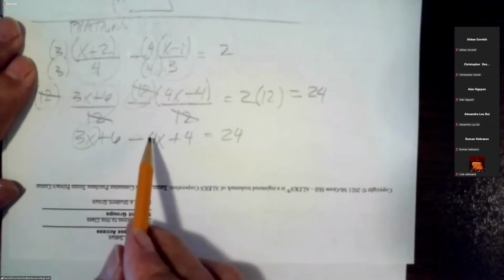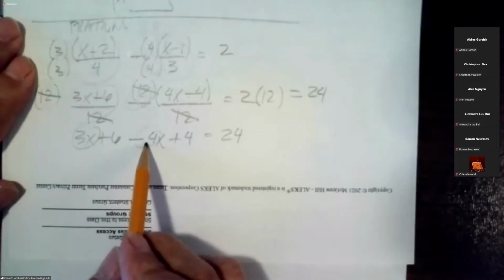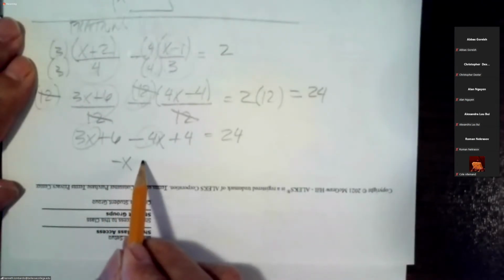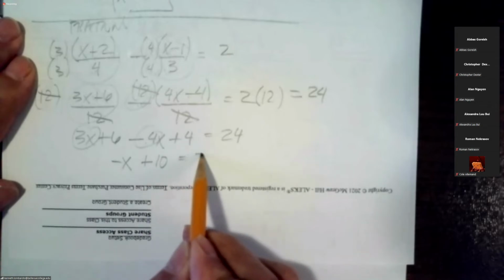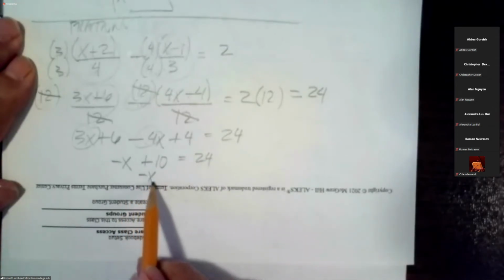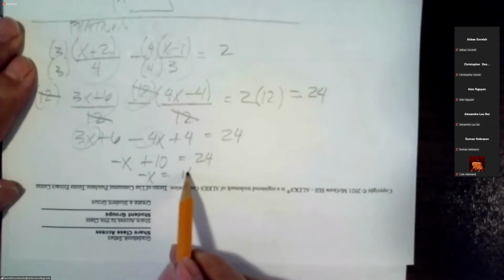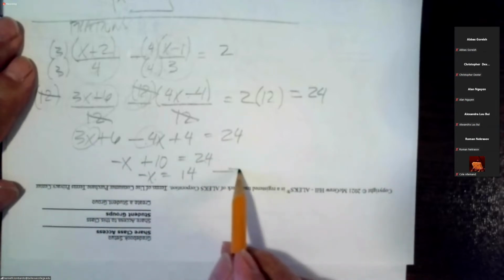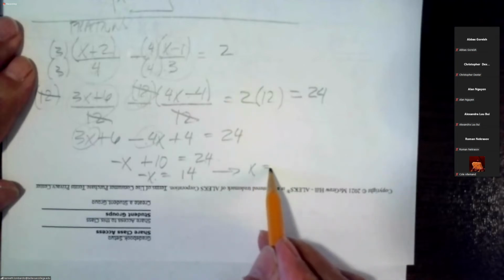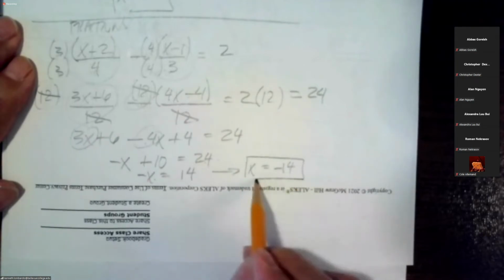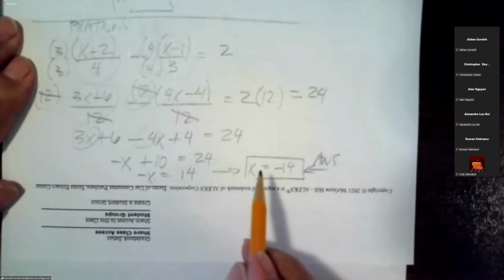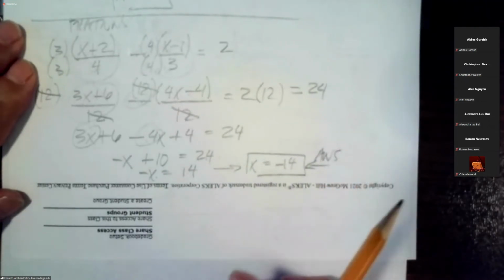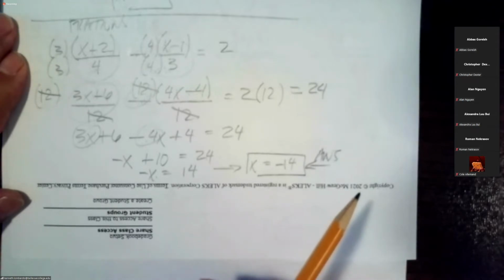So now I have 3x and a negative 4x. So that gives me a negative x plus 10 equals 24, or negative x equals 24 minus 10 or 14. But I'm not solving for negative x. I want to solve for positive x. So I can multiply through by negative 1, and I'll get x equals negative 14. Okay, everybody okay with that? Questions? So there we solved a linear equation in fractions.